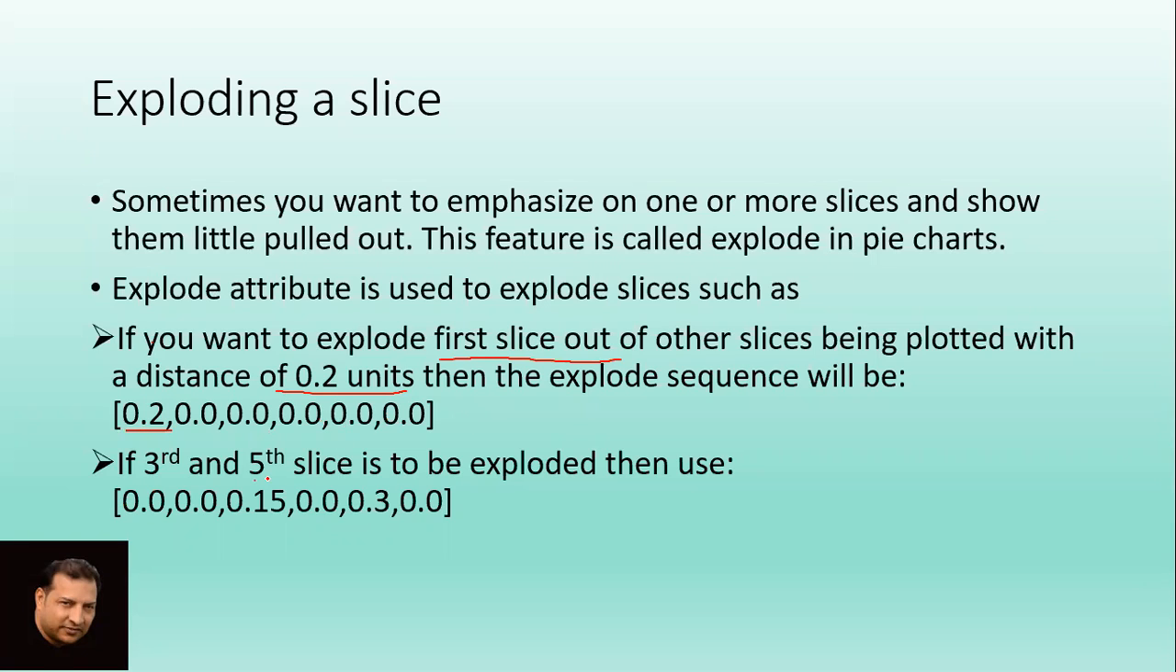Now if you want the third and fifth slice only to be exploded, then write 0, 0.0, 0, 0.0 where you do not want any explode. Just write any value, like I have taken 0.15 for the third slice and 0.3 for the fifth slice. So what will happen? Let us see.